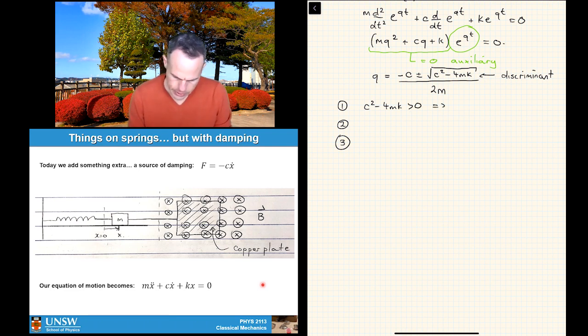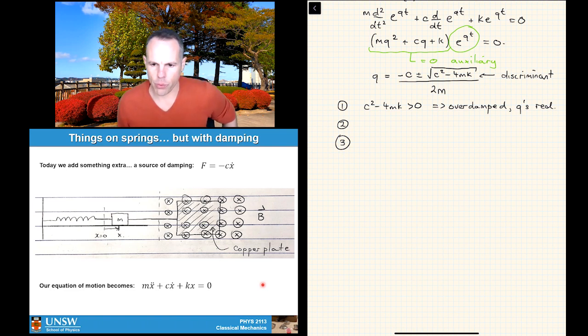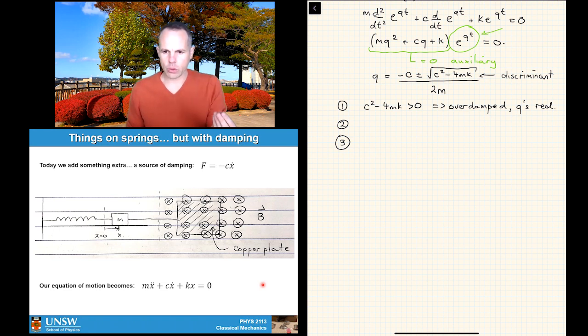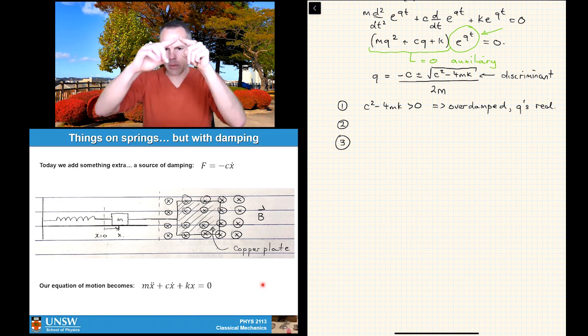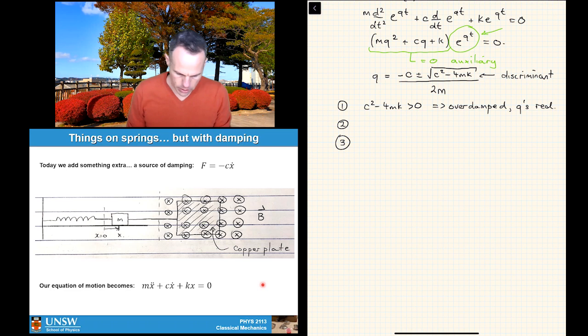And this is the case that we call overdamped. The important aspect of our overdamped solutions is that we end up with q values here that are real. And so if you think back up here, this exponential, if we have a real in for q, it is going to be a decaying tail in that solution.